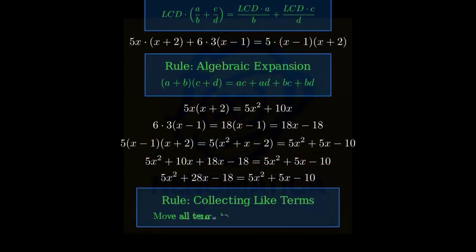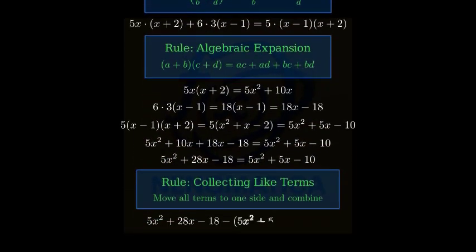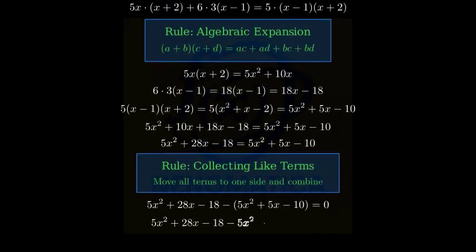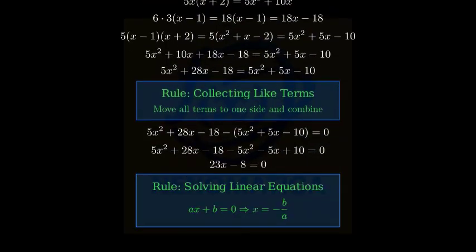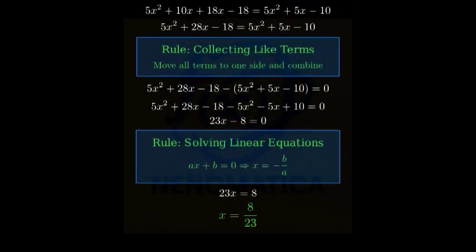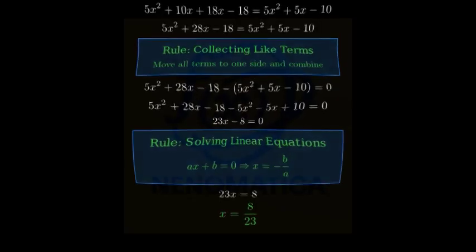Let's move all terms to one side by subtracting 5x squared plus 5x minus 10 from both sides. This gives us 5x squared plus 28x minus 18 minus 5x squared minus 5x plus 10 equals 0. Simplifying, we get 23x minus 8 equals 0. Finally, we can solve for x. 23x equals 8. So x equals 8 divided by 23.